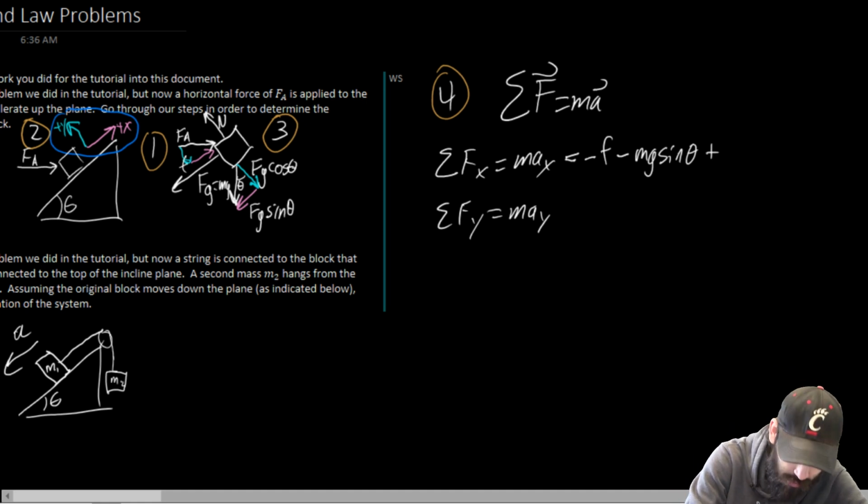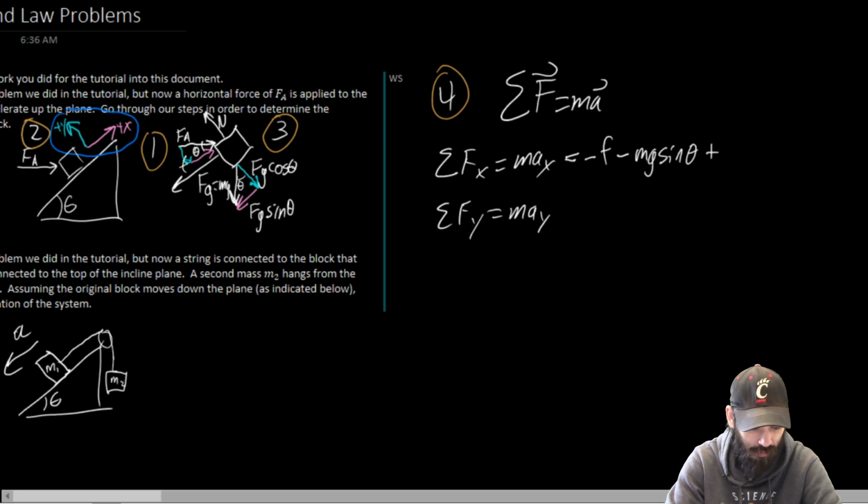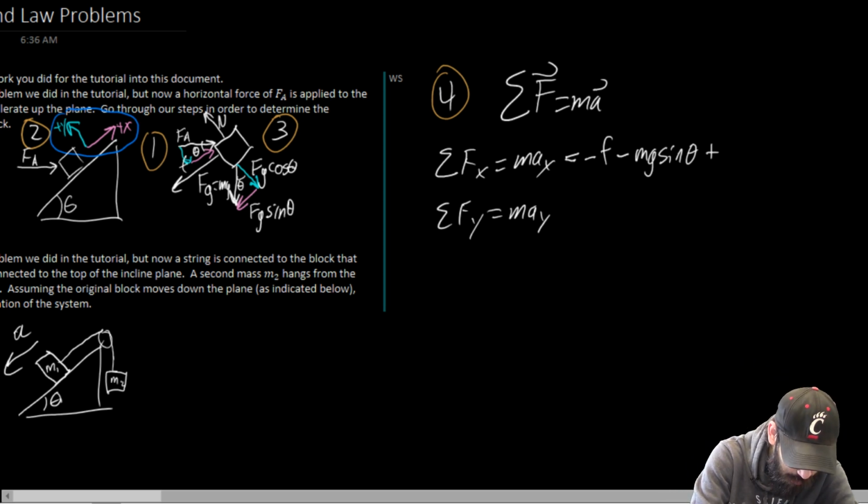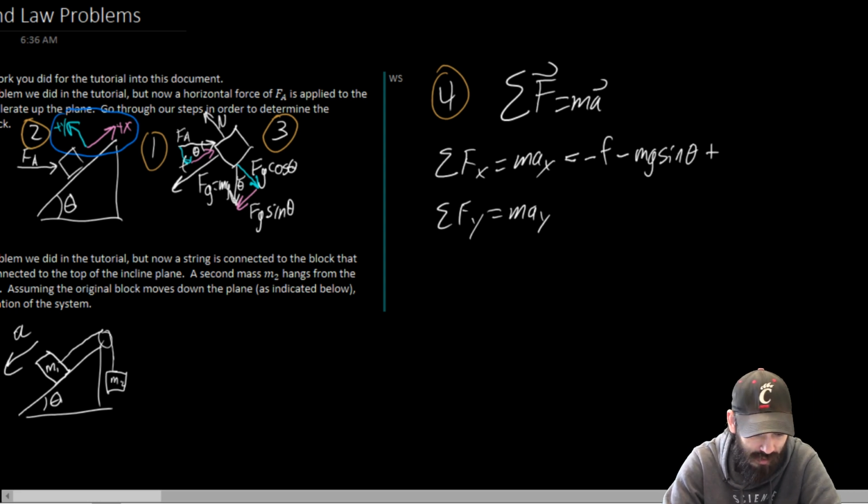Now this angle right here is going to be theta. So this is going to be plus Fa times a cosine of theta.